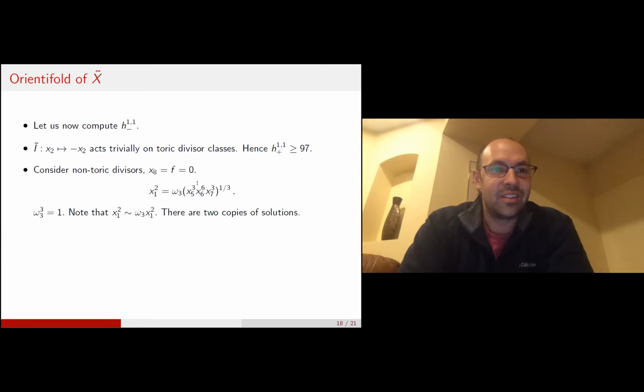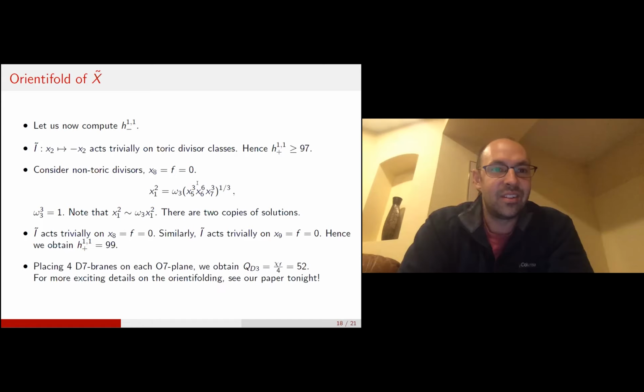There is a non-toric divisor class, X8, and you can solve the equations, and then you will obtain the following result, that there are 2 distinct, disconnected copies. So one of them is a non-toric divisor. And the nice thing is that the Orientifold action x2 goes to minus x2 acts trivially on those divisors. And the same result is also true for x9. So what we obtain is that I tilde acts trivially on all of the divisors, which means that H11 minus is 0.